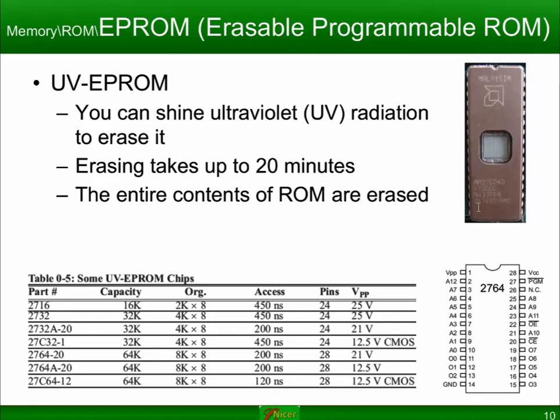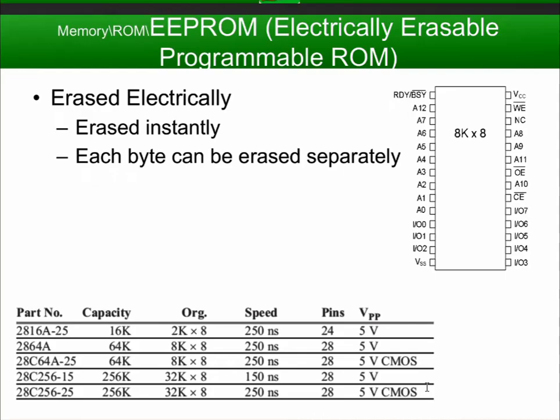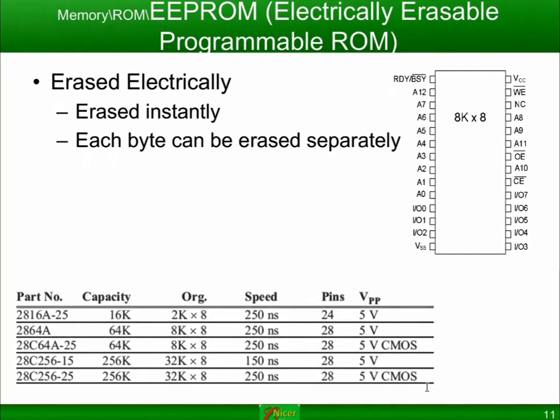Erasing takes up to 20 minutes. The entire content of the ROM is erased. This is the pinout of this type of ROM. EEPROM, electrically erasable programmable ROM, is erased instantly. Each byte can be erased separately.